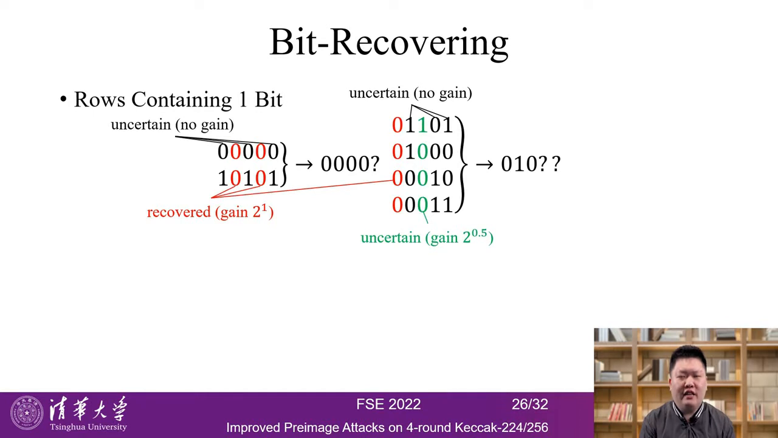When the analysis object is Keccak-224, things become a bit complicated because an uncertain bit may cover 3 out of 4 cases, which brings a gain of only 2 to the power of 0.5, as shown in the example. Though it is also an effective equation, we'd better give priority to those equations that can bring a gain of 2 to the power of 1, since the space for equation setting is limited.